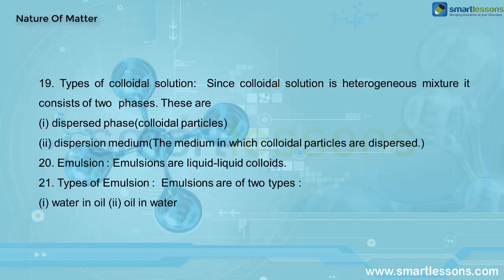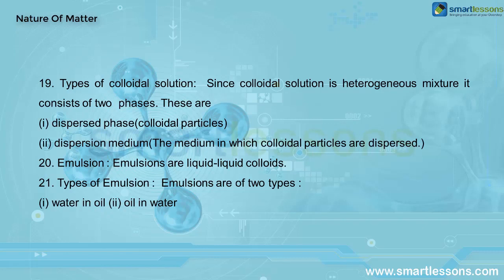The types of colloidal solution are basically of two types. Since colloidal solution is a heterogeneous mixture, it consists of two phases. This is a dispersed phase and dispersion medium. The dispersed phase are the colloidal particles, and dispersion medium is the medium in which the colloidal particles are dispersed.